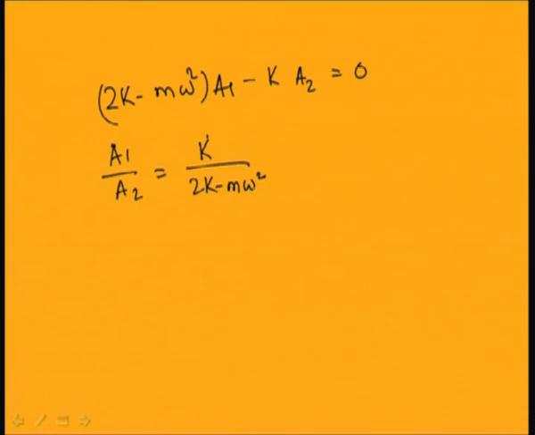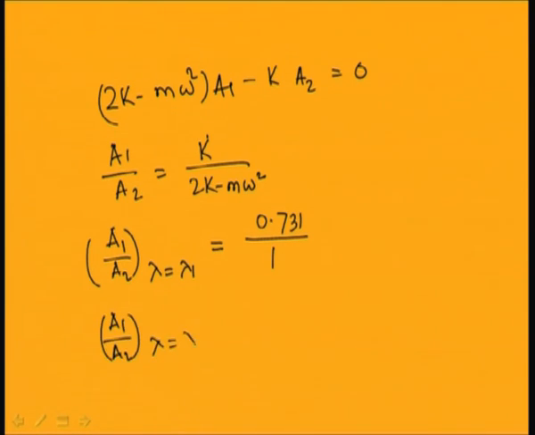So, by substituting those two values, by substituting the first value, lambda equal to lambda 1, you get a1 by a2 equal to 0.731 is to 1. Similarly, when you substitute lambda equal to lambda 2, this becomes minus 2.731.